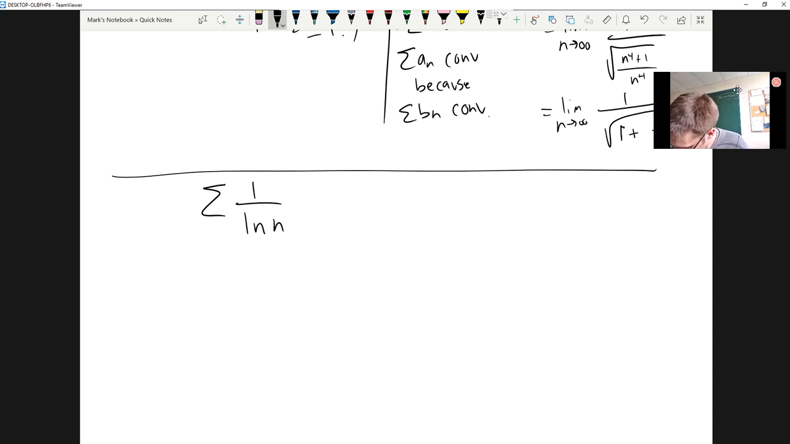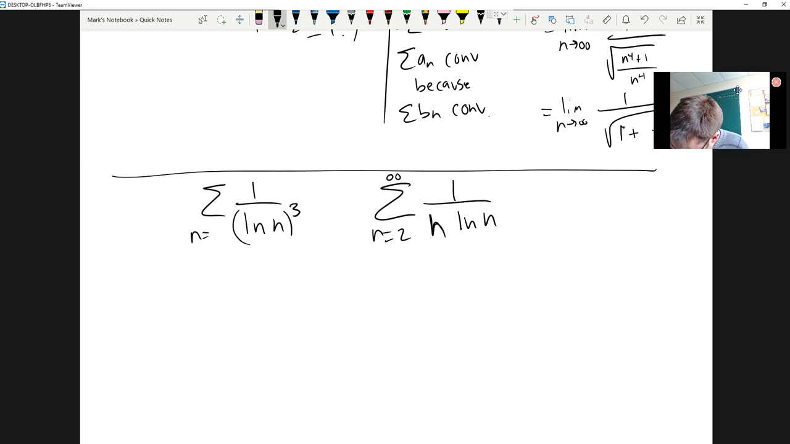The sum of 1 over (ln n) raised to the 3. The sum of 1 over n ln n. And we'll assume all of these are from n equals 2 to infinity. Also, the sum of 1 over n times (ln n) raised to the p, where p is some number.